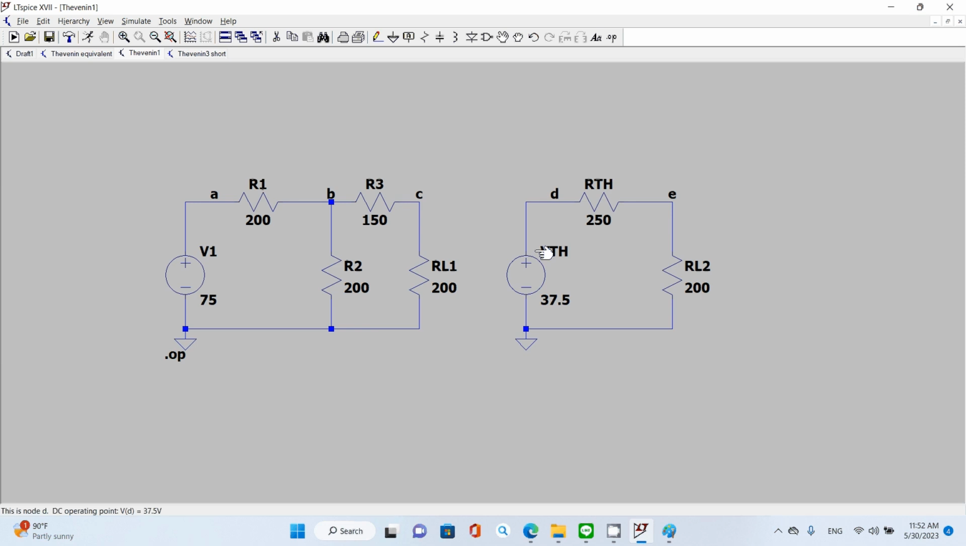The main point is that you need to look for VTH and RTH. Okay, so that's all for now for the introduction to LTspice. This one is concerning the Thevenin equivalent circuit or Thevenin theorem.